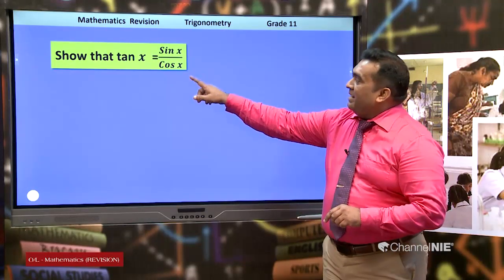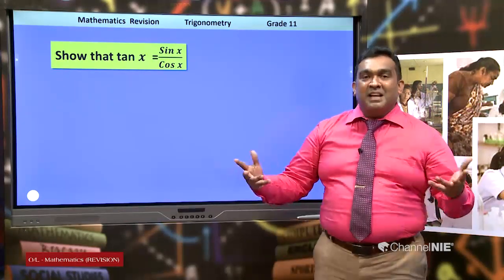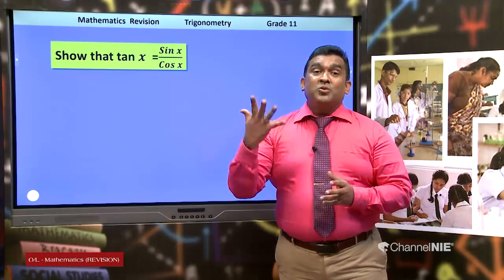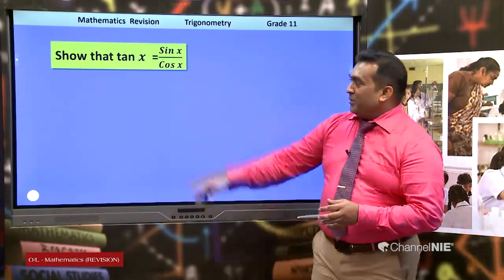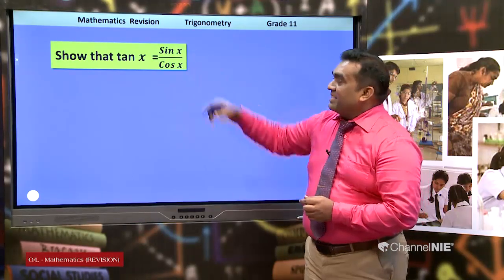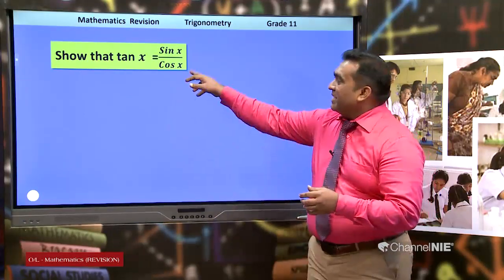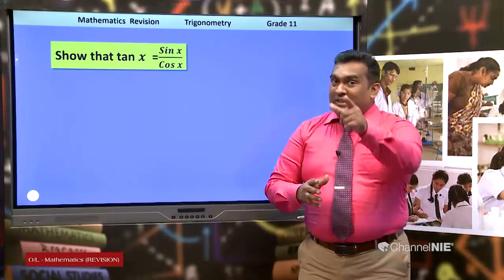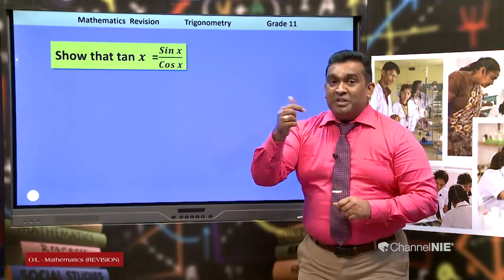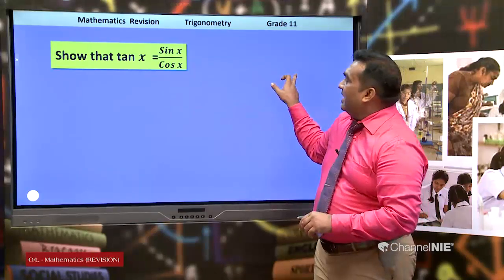Show that tan x is equal to sin x over cos x. This is like showing that 10 equals 20 over 2. Because tan x is a number, sin x is a number, number means numerical value, cos x is a number. You think 20 is equal to 40 over 2. Likewise, we can show this result. How to do it?